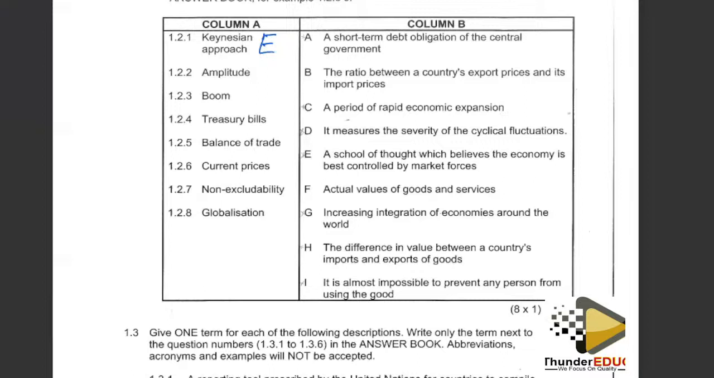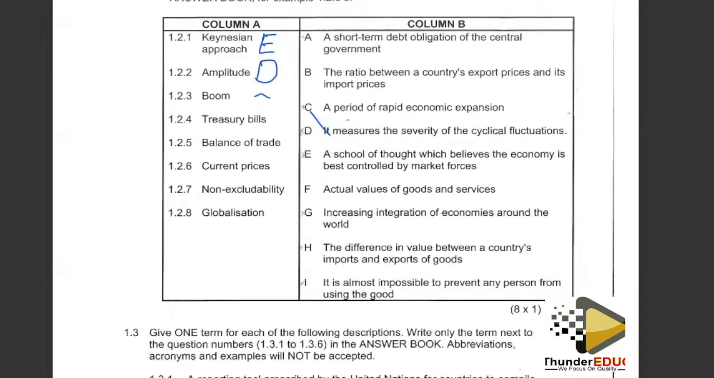This is just a measure. It is a tool that is applied whenever they measure the flow of goods and services, or whenever they measure the performance of economic activities. So in this regard, our appropriate answer is going to be D. It measures the severity of the cyclical fluctuations. So our appropriate answer is D.